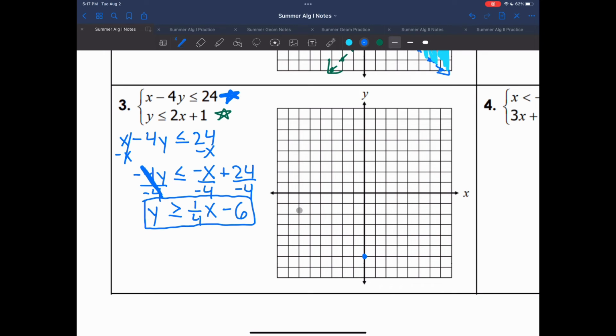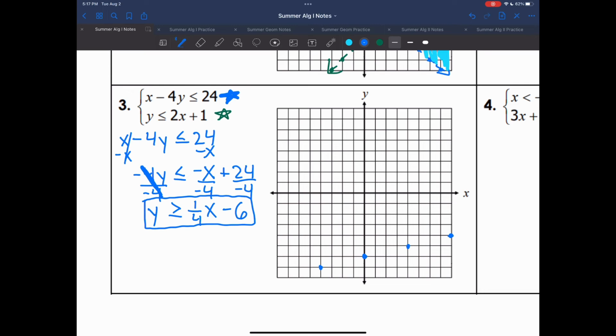And then my slope is 1 over 4. So I go up 1, over 1, 2, 3, 4. See if we can get one more point. Up 1, over 1, 2, 3, 4. And let's get one more over here. Down 1, left 1, 2, 3, 4 to reverse it.